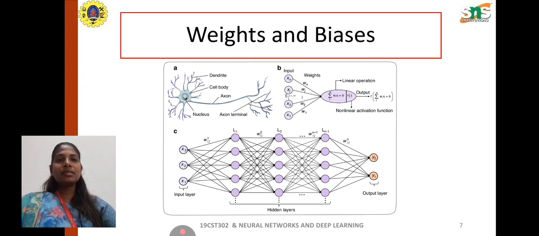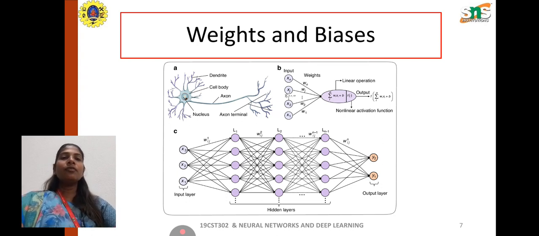If you look at this diagram, diagram A is called a biological neuron. It contains dendrites, cell body, axon and nucleus. These are the parts in a biological neuron. Then if you move on to diagram B, it represents the neural network diagram, and C represents the deep neural network diagram. So A is a biological neuron, B is a neural network neuron, C is a deep neural network neuron. Now, how is it arranged?